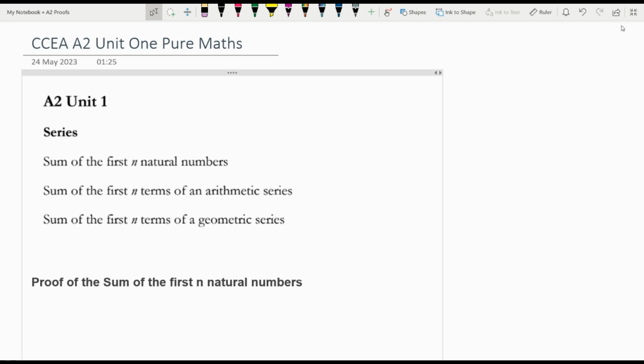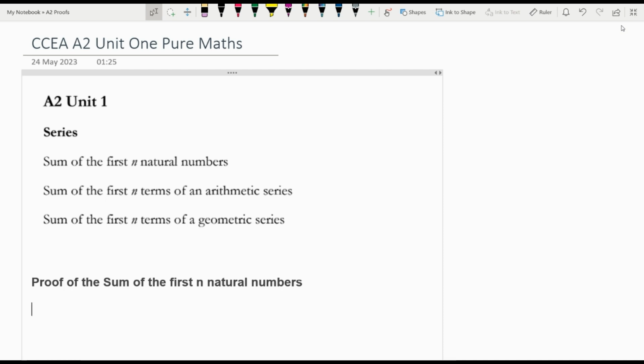Hello everyone. As you may already know, it's crucial to understand the proofs of the sum of the first n terms of natural numbers, arithmetic series, and geometric series for the CCEA A2 Unit One pure maths exam. Today I will present those proofs to ensure you're well prepared for your exam.